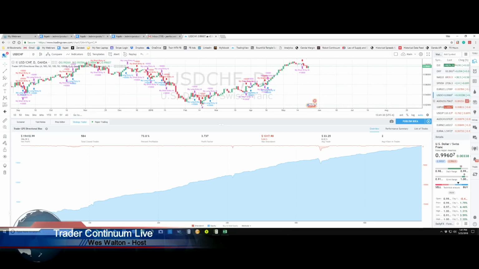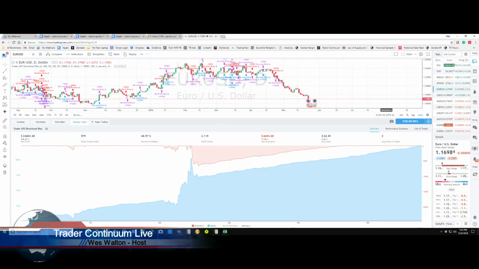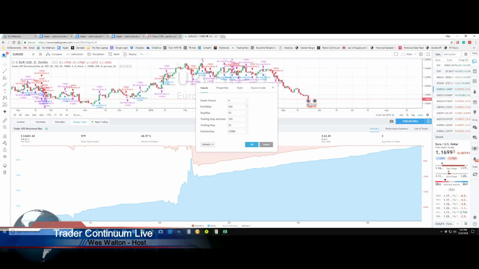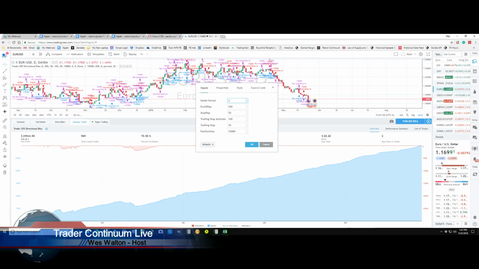So now if we switch over to another currency pair, which obviously a 66% drawdown is not ideal. And we need to change some of these settings around because the Euro US dollar doesn't perform the same way that the US dollar Swiss franc does.